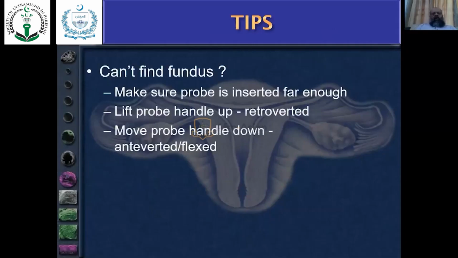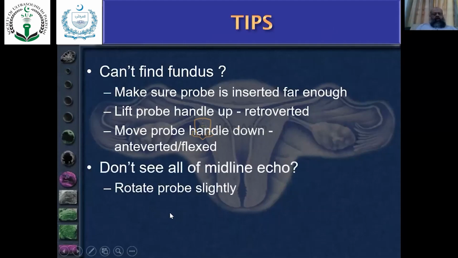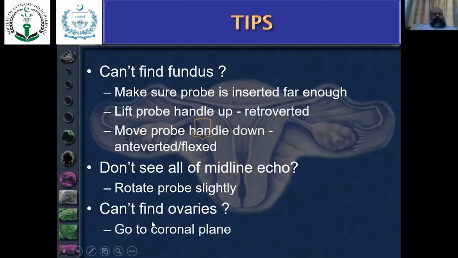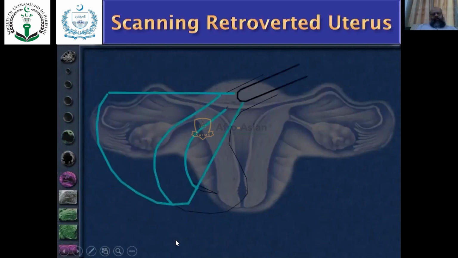Then here are the tips. If we cannot find fundus, make sure the probe is inserted far enough. Lift probe handle up for retroverted and move probe handle down for the anteverted anteflexed uterus. If you cannot see all of the midline echoes, rotate the probe slightly. Cannot find the ovaries, go to coronal plane.